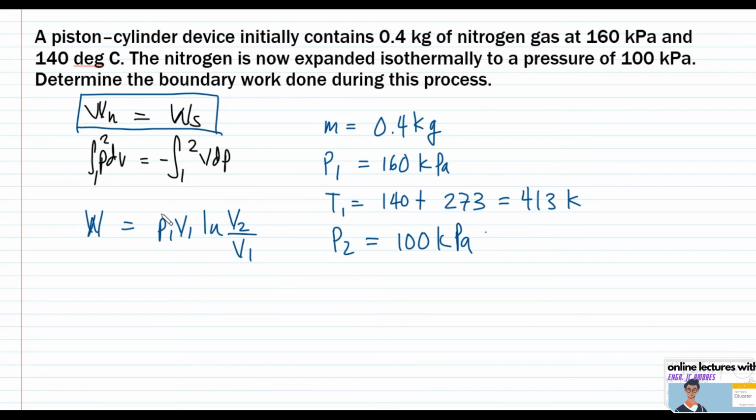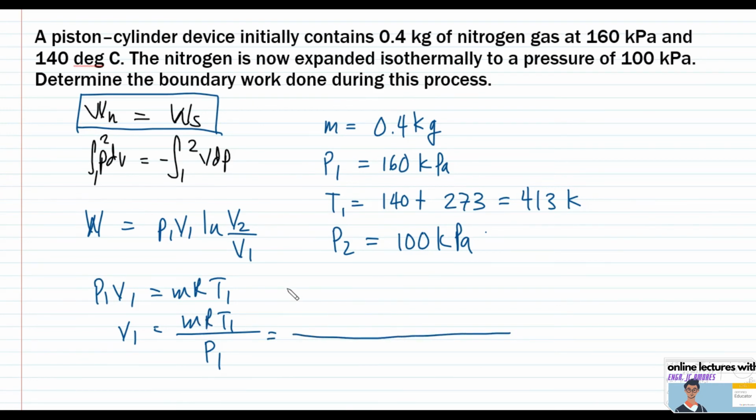So for work, we have P1, we don't have V1, but using the perfect gas law, we have P1 V1 is equal to mRT1. We could solve for V sub 1. So V sub 1 is equal to mRT1 over P sub 1. Now the question is, what is our R? Our specific gas constant for nitrogen is equal to 0.2968 kilojoule per kilogram Kelvin.